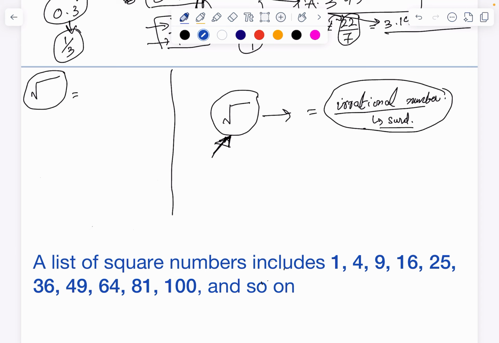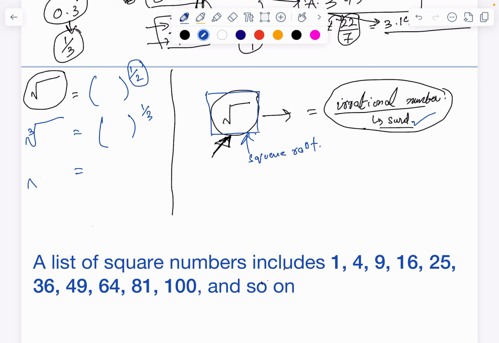Okay, now let's start again. What I have to tell you is that this sign, if it produces an irrational number, is a surd. That is the notation to write a square root. What does this notation tell you? This notation tells you that the power is half. This root means a fractional power of half. Cube root means a fractional power of 1 over 3. Fourth root means a fractional power of 1 over 4.